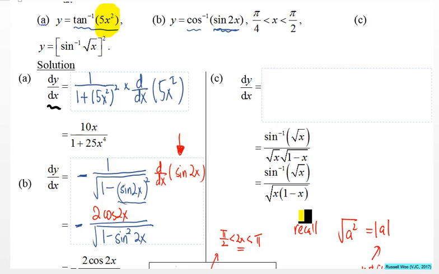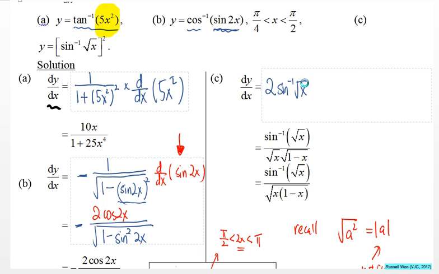Okay, let's look at this. Sine inverse square root x whole thing squared. First thing we need to do is chain rule by bringing down the 2, and then you get sine inverse square root x. This is the first line. I differentiate something square, I bring the 2 down, and then it was something. But that's not all, right? I need to differentiate this something once.